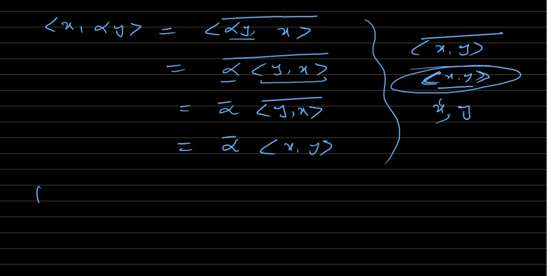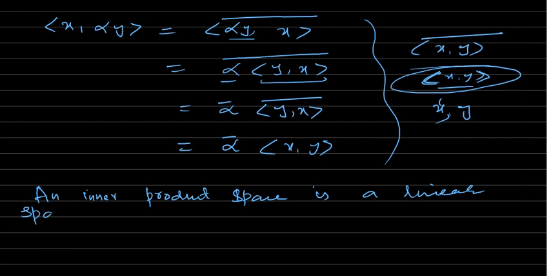An inner product space is a linear space with an inner product on it. हम एक से ज़्यादा इनर प्रोडक्ट डिफाइन कर सकते हैं किसी भी लीनियर स्पेस, जैसे नॉर्मल लीनियर स्पेस में आपने देखा कि हम बहुत सारे नॉर्म्स डिफाइन कर सकते हैं.